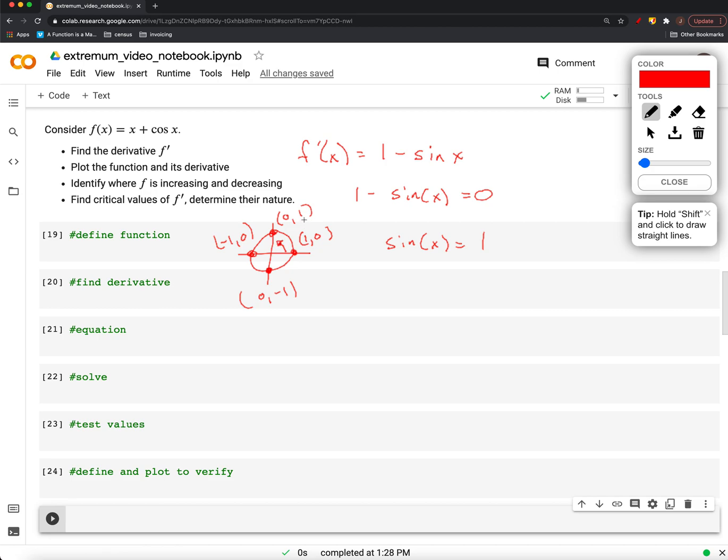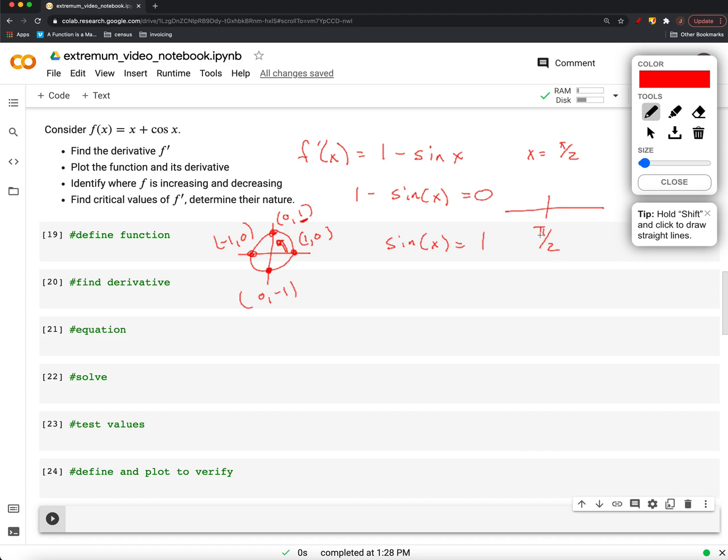All right, so here we have a sine of 1, and that is at this 90-degree angle, or aka pi over 2. So we get x equals pi over 2. There's our critical point. Same idea, we're going to put this on a number line and test values on both sides.